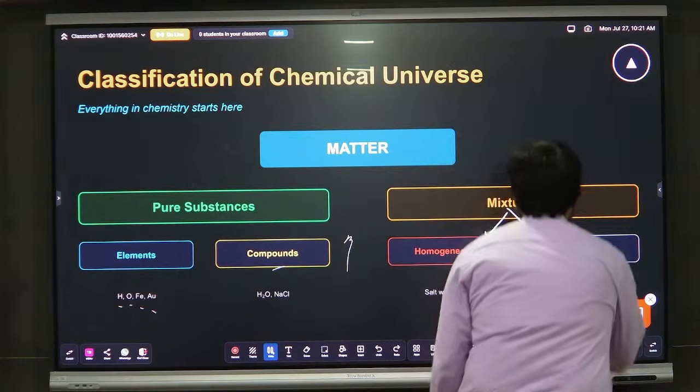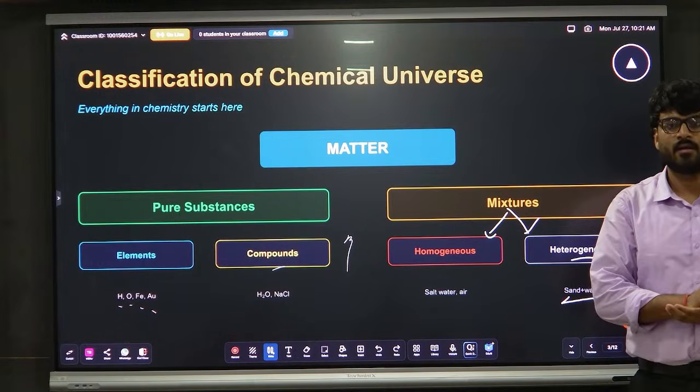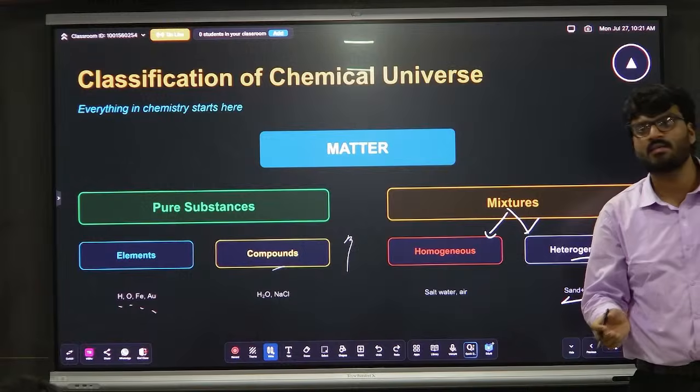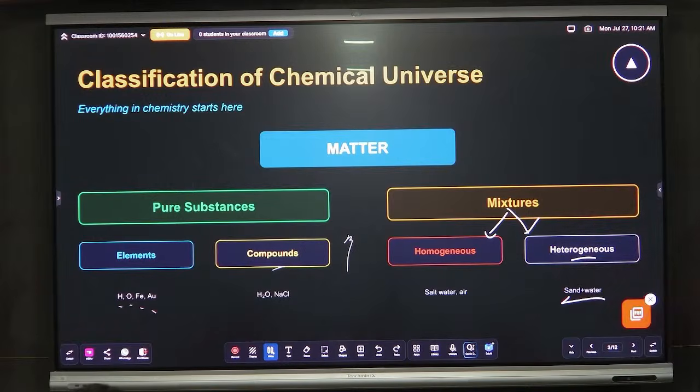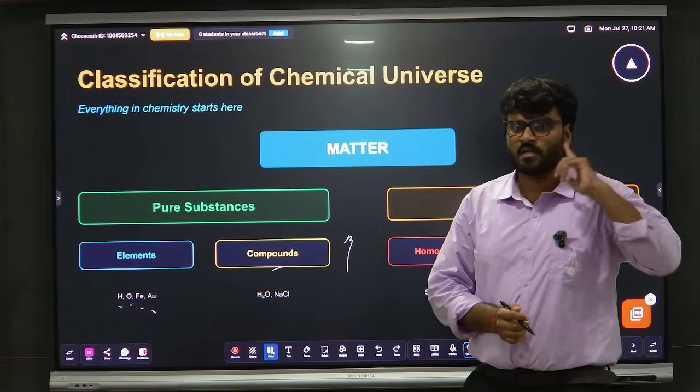And heterogeneous is what? Your sand and water. When you can clearly see the separation, right? You can clearly separate very easily. Even oil and water is also a heterogeneous mixture. Right now that E20 thing is going on. You know what is the problem with that E20 fuel?